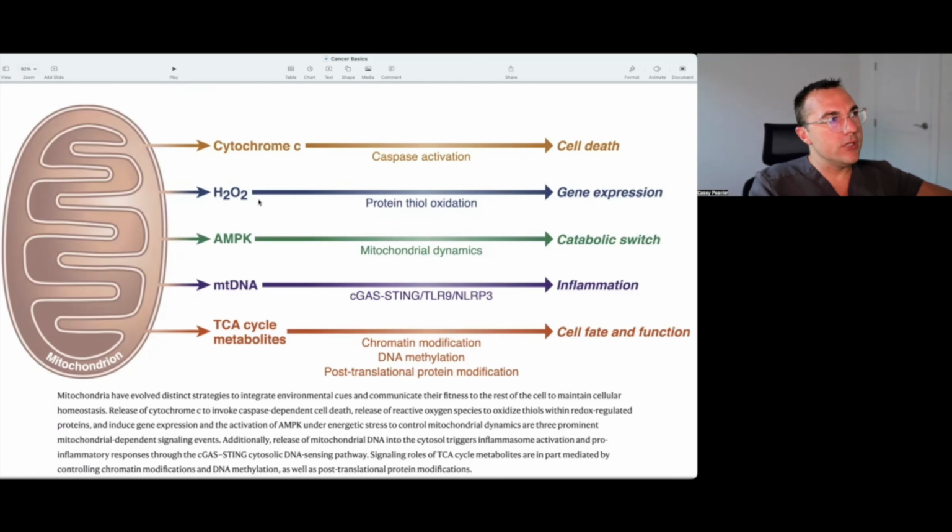If there are buildups of hydrogen peroxide or other oxidative markers, that can change gene expression, AMPK, or mitochondrial DNA, etc. What we're going to focus on in this particular video is these TCA intermediates and other oncometabolites, and how they can change gene expression or stabilize certain intermediates that can lead to metabolic reprogramming within cancer. This is critical for us to understand the Warburg effect in a future video.